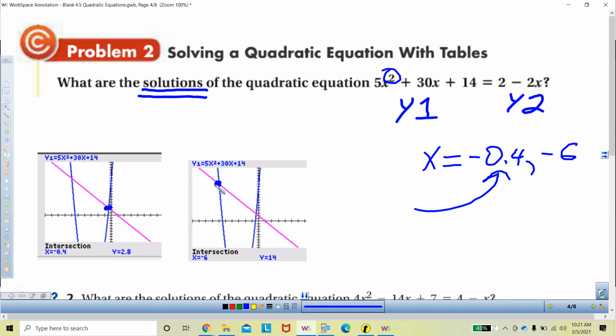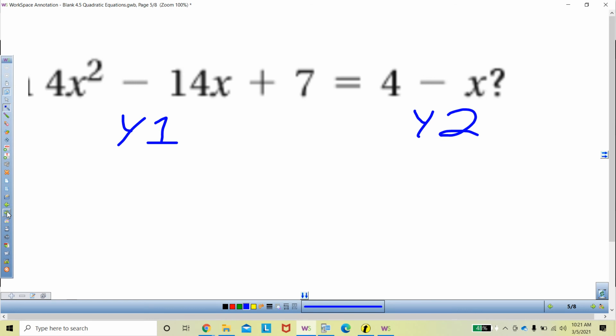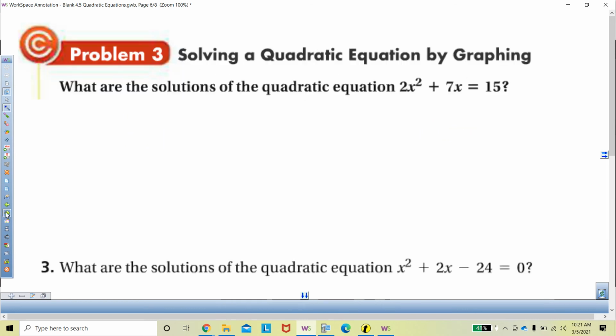So problem 2 and problem 3. Problem 2 in your homework will say use tables. You can do the intersection thing. I'm not making you use tables, okay? In problem 3, you're also going to use the same approach, so let's do problem 3.